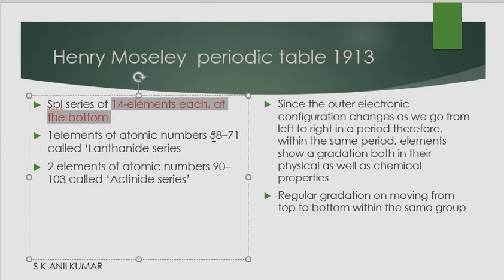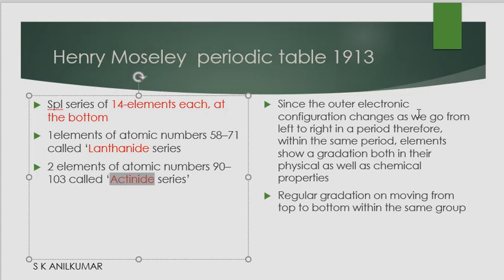Then one element of atomic number 58, of this there are two. One is lanthanide, one is actinide. So special series. Lanthanide is 58 to 71 and actinide is 90 to 103. These are special elements which are kept separately at the bottom.